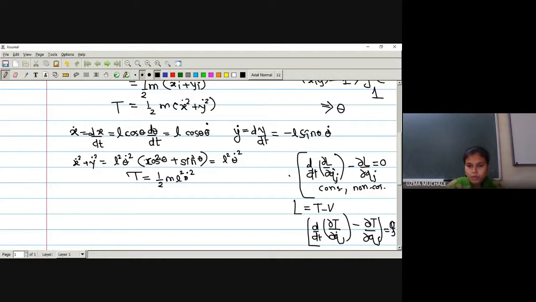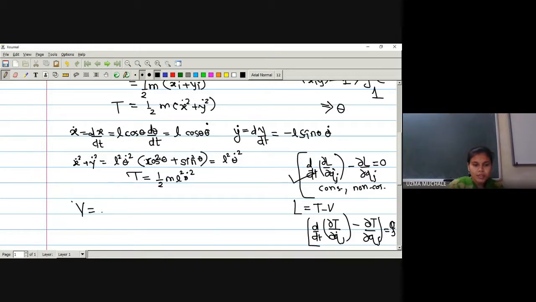At that time we constructed one new variable, L equals T minus V. Now we are going to use this equation because we are in the case of a conservative system. So first we should know the value of L. If we know L, then we can find the equation. So let me write down the value of L. For writing the value of L, we must know V.